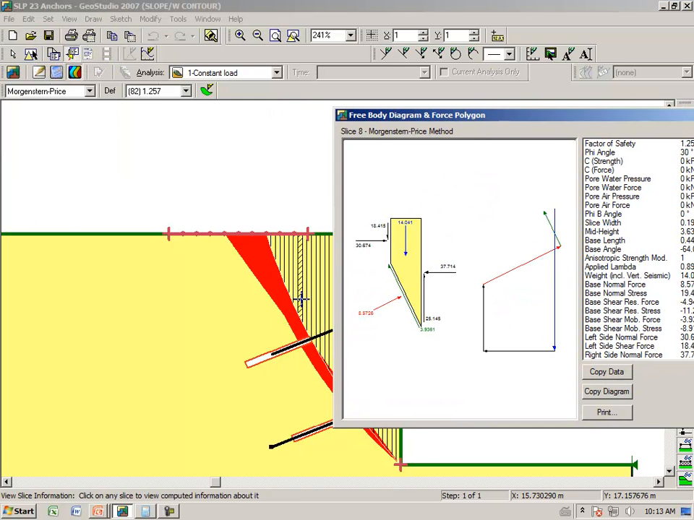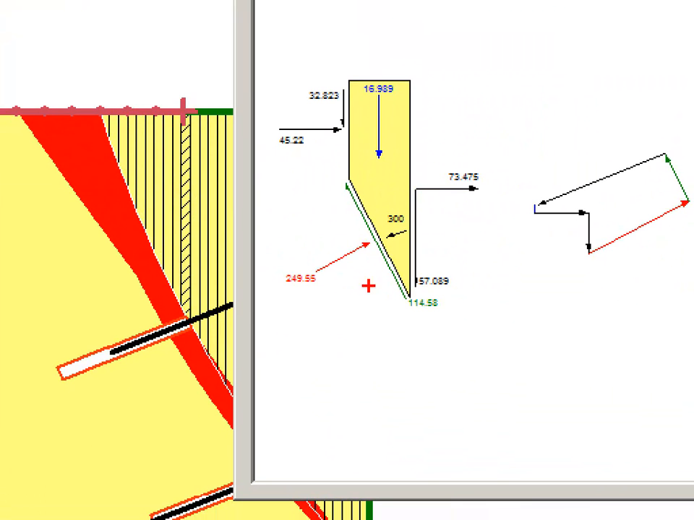and once again, as we have done in the past, when we look at the various slices, we see that the slice where the anchor intersects the base of the slice has the 300 kilonewtons. Here is the 300 kilonewtons. So it's the 300 kilonewtons that has been used in the force resolution on this slice to compute the factor of safety.